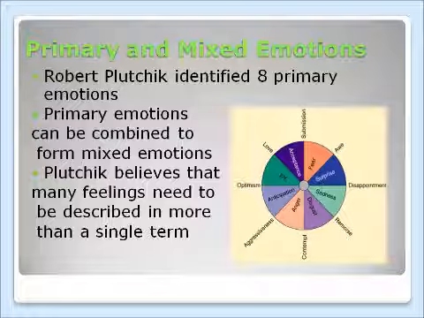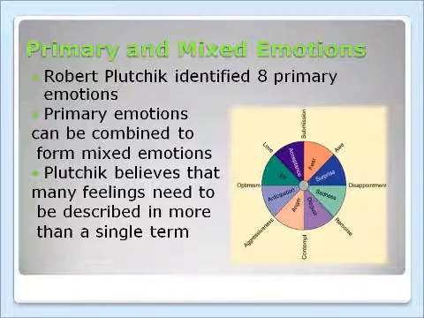Primary emotions can be combined to form mixed emotions. Mixed emotions are combinations of primary emotions such as submission, awe, disappointment, remorse, contempt, aggressiveness, optimism, and love, and can be seen on the outside of the circle in the picture. The wheel suggests that many feelings need to be described in more than a single term. Despite this, we often only communicate one feeling at a time, which can lead the person that we are communicating with to misinterpret our feelings.